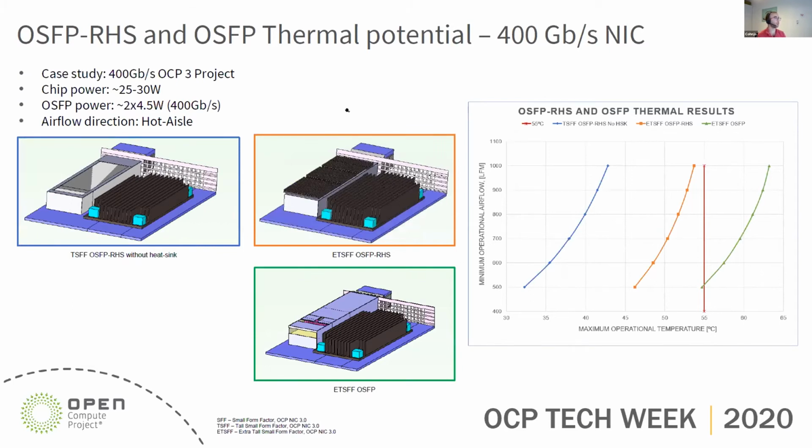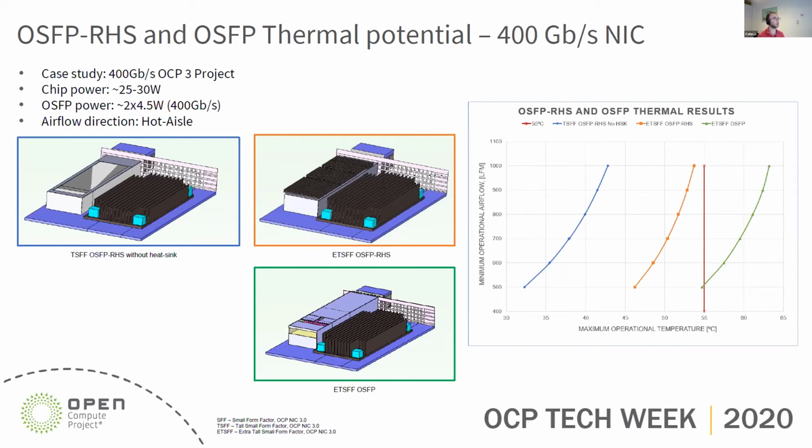Now, when we look at the OSFP RHS and OSFP riding heatsink, the case study that we chose here is a 400 gigabit per second project on the OCP3. Chip power here, of course, increases since this is 400 gigabit per second. We chose an ASIC of somewhere between 25 and 30 watts. For the OSFP power, we just took a 9 watt OSFP optical module, which is twice the 200 gig optical module, so it's 4.5 times 2.